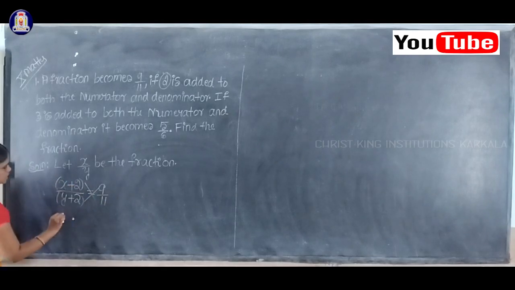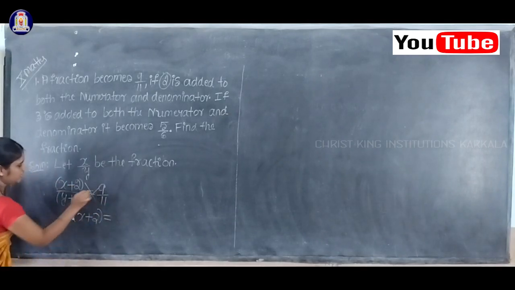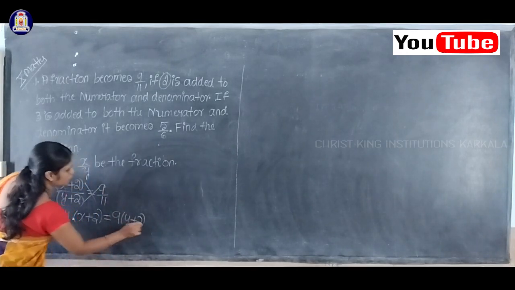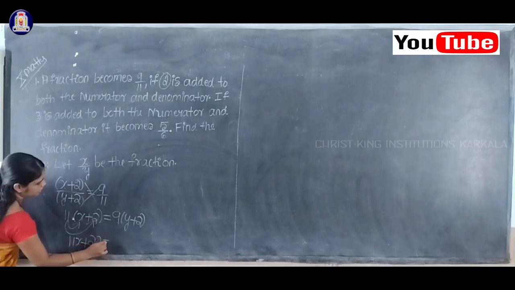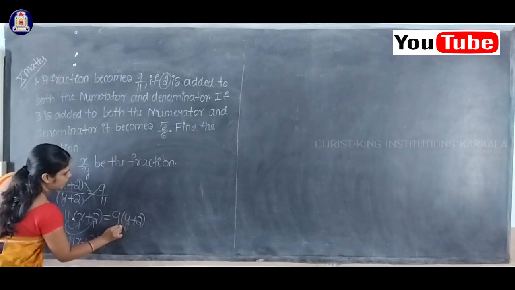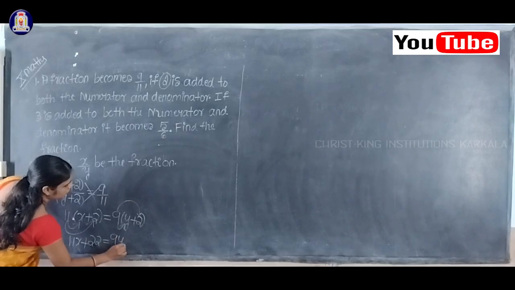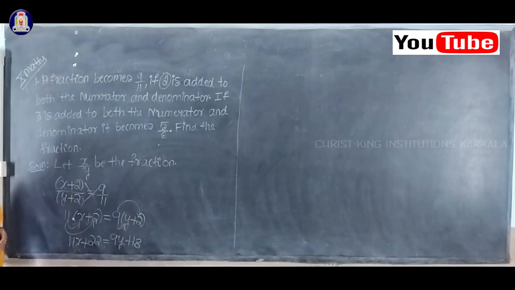So 11 into x plus 2 equals 9 into y plus 2. Let's simplify. 11 into x is 11x, 11 into 2 is 22, equal to 9 into y is 9y, 9 into 2 is 18.